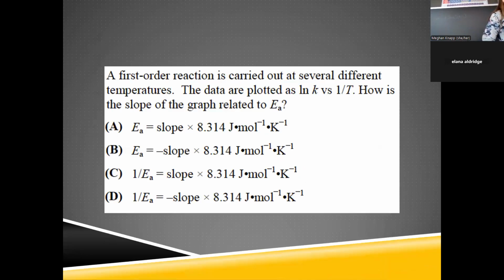So a first order reaction is carried out at several different temperatures. The data are plotted as natural log of K versus 1 over T. That's exactly what we saw on the previous one. How is the slope of the graph related to EA? So if you have the slope, say in the last one it was 2300, what calculation would you have to do? So take a look at all of those. Which one do you think it is?